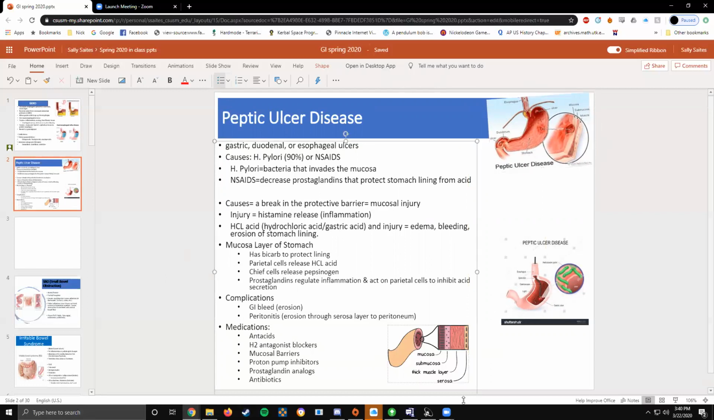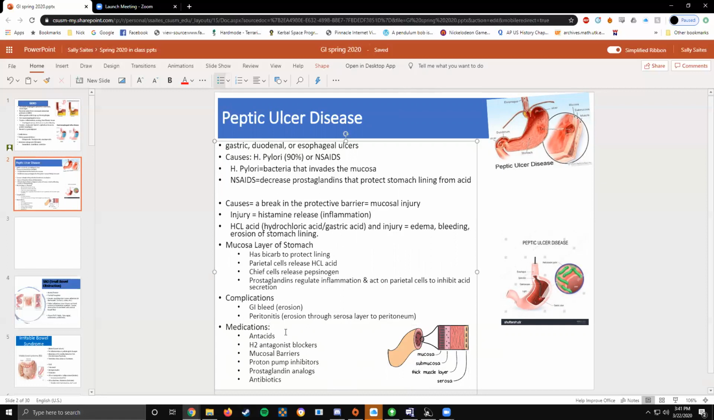So let's take a look at these protective layers. The mucosal layer right here actually protects itself. It has the bicarb in it to protect the lining. It has those prostaglandins to regulate inflammation and inhibit acid secretion. It does this in a really nice balance. And then the parietal cells actually release that hydrochloric acid. So with the erosion, we can have GI bleed and peritonitis, like I just said.